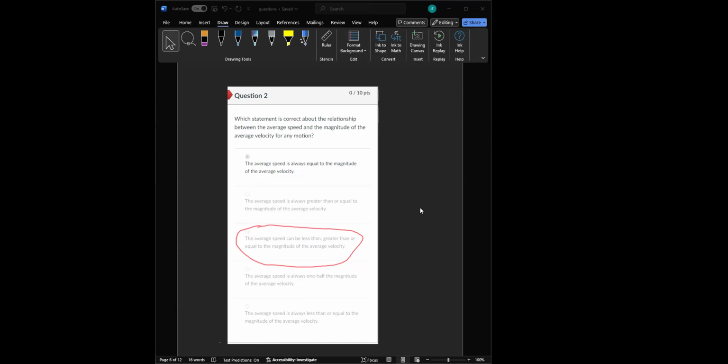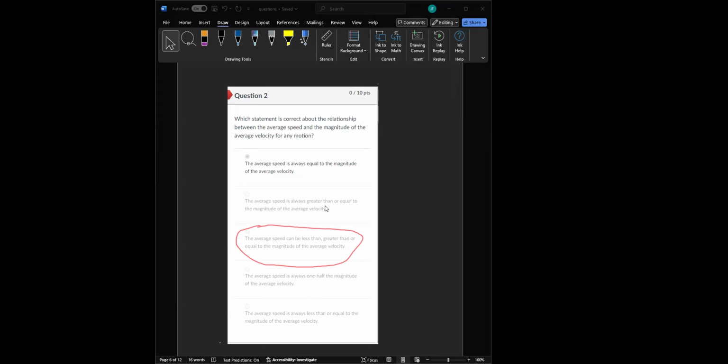Now, in this case, you said the average speed can be less than, greater than, or equal to the magnitude of the average velocity. I don't think it could be greater than. That's the part that's bothering me on there. The average speed can be greater than, but I don't think it can be less than. That's what I meant. It says the average speed can be less than, greater than, or equal to. So when you're talking about speed, at least the average seems to me it's always going to be bigger because it's the total distance traveled, and you're never going to have to subtract out some overlap or anything like that. So I don't think that one's exactly right.